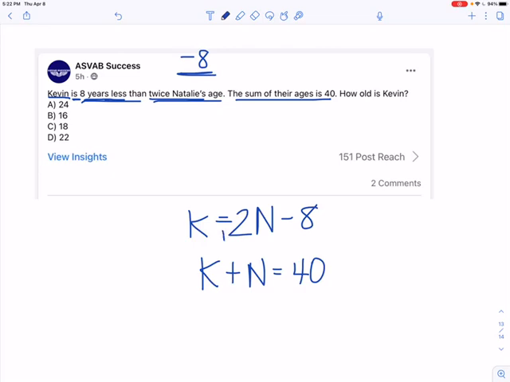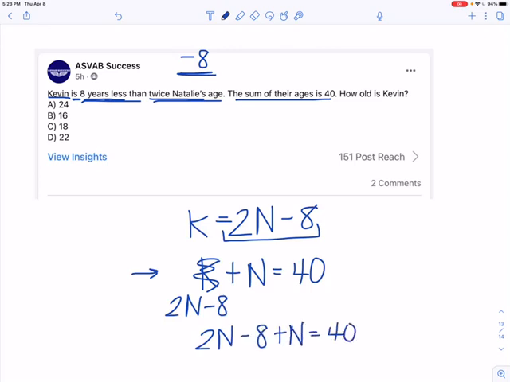Here I see that K is equal to 2n minus 8. So what I can do is wherever I see a K in this equation, I'm going to replace it with 2n minus 8, because I know that's what K equals. So if that's what K is equal to, then I can replace it, and I don't change anything in my equation. The value stays the same. So I'm going to rewrite this second equation: 2n minus 8 plus n equals 40.